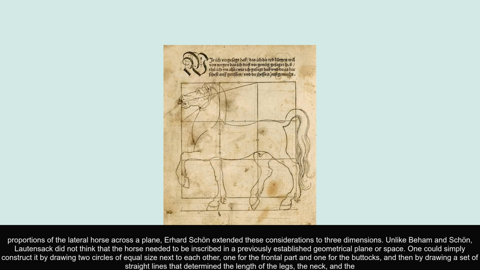Unlike Boehm and Schern, Lauf-Densack did not think that the horse needed to be inscribed in a previously established geometrical plane or space. One could simply construct it by drawing 2 circles of equal size next to each other, one for the frontal part and one for the buttocks, and then by drawing a set of straight lines that determined the length of the legs, the neck, and the head.